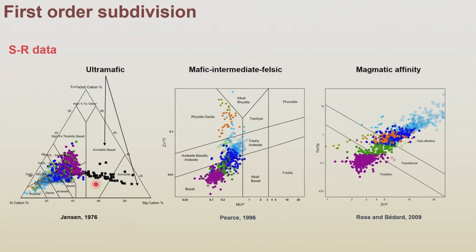So what are the first-order subdivisions that we've been doing? First, we want to subdivide the rocks in terms of composition. To separate ultramafic compositions, we use the Jensen plot. Then for mafic, intermediate, and felsic, we use the Pearce 96. And for the magmatic affinity, we use the Ross-Bédard plot.